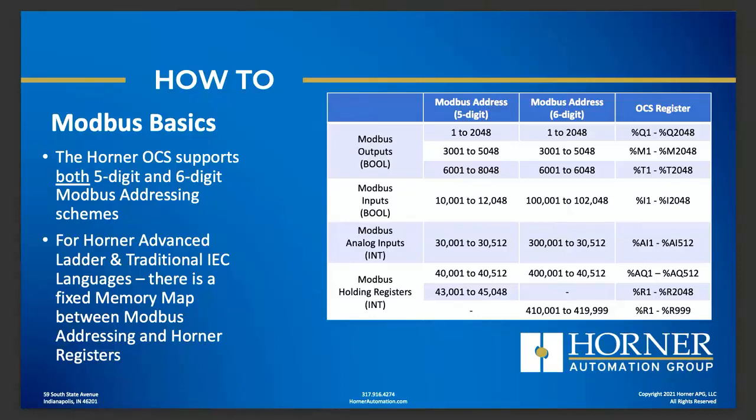And then Modbus holding registers are mapped to AQs and Rs. There are a couple of different ways that you can access the R registers, depending on whether you're using a 5-digit or a 6-digit addressing scheme. I will mention that you can also access system registers, system bits, keypad bits, and display bits. I just don't have them shown on this chart, but in the Horner Ethernet supplement, a complete map with all data types is shown.